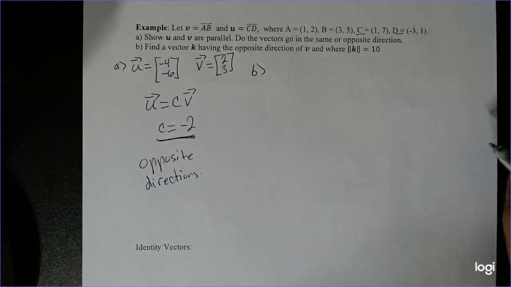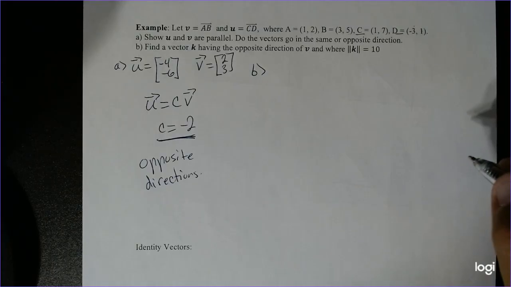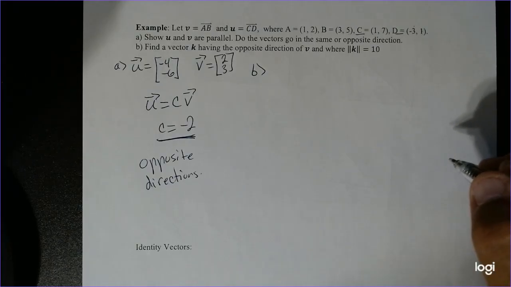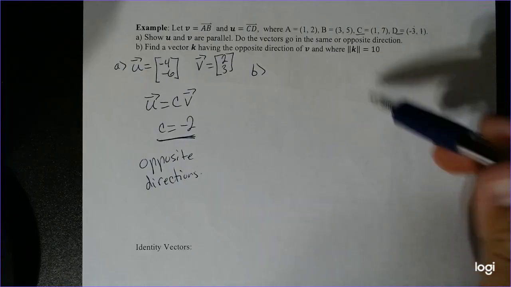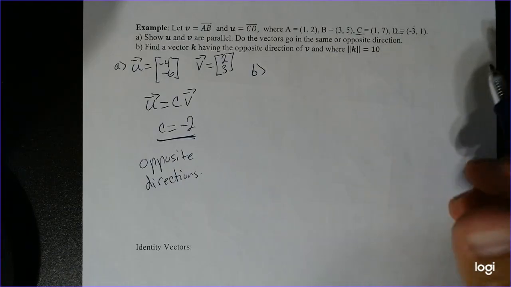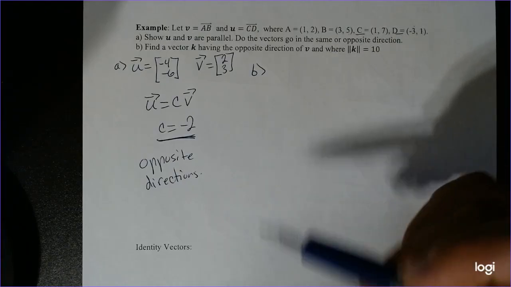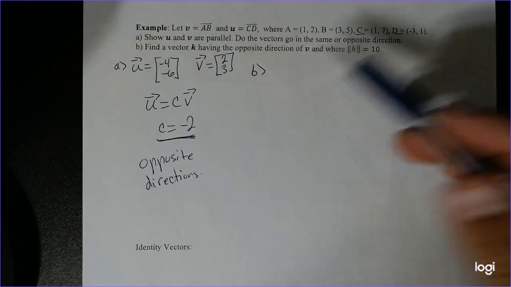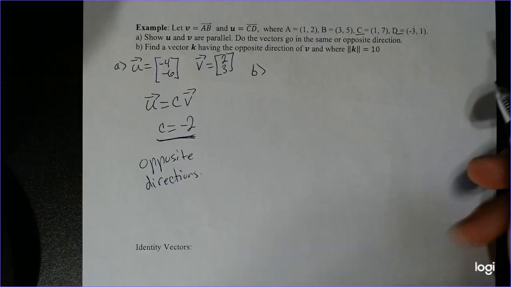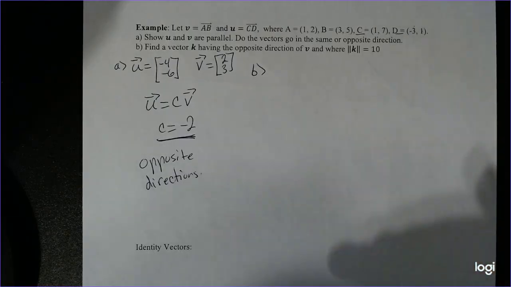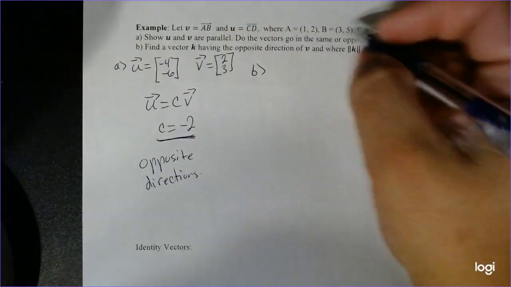Now let's go on to B. Find the vector k having the opposite direction of v, where the length of k is 10. So this is a bit of a trick question. That's why I like going over this kind of stuff, something additional to just simply finding the length or the unit vector of stuff.